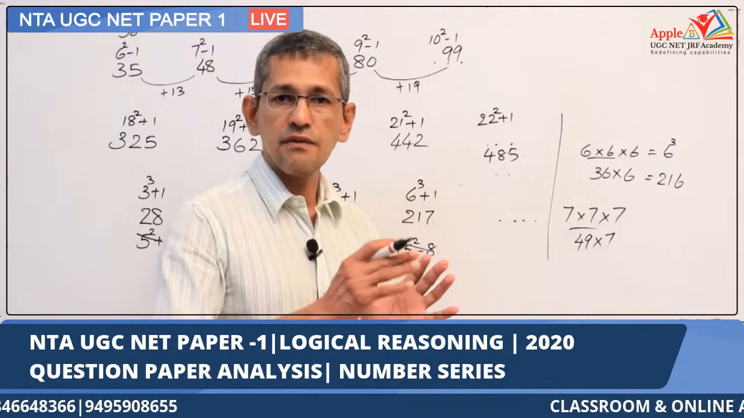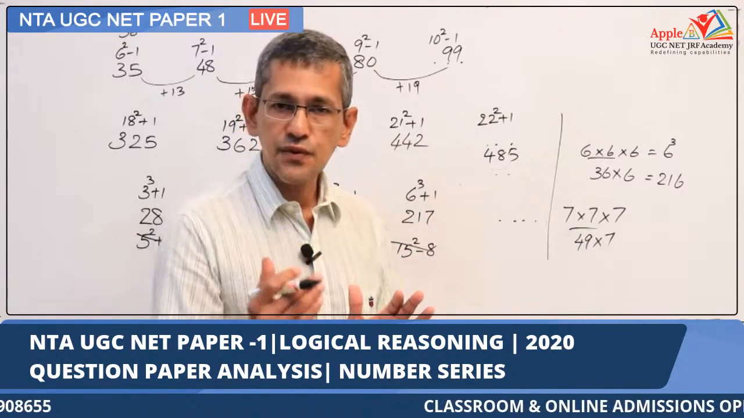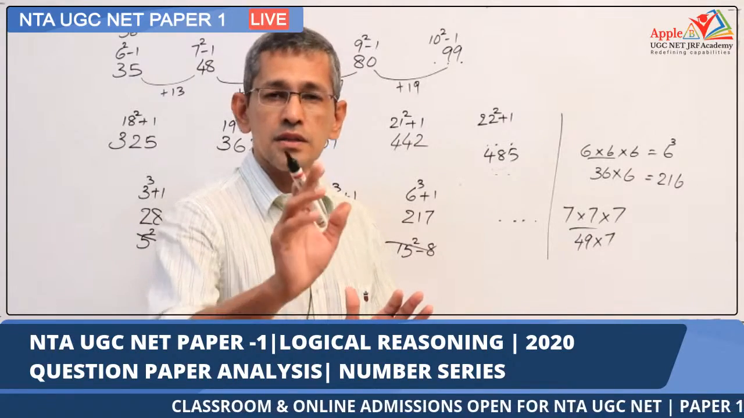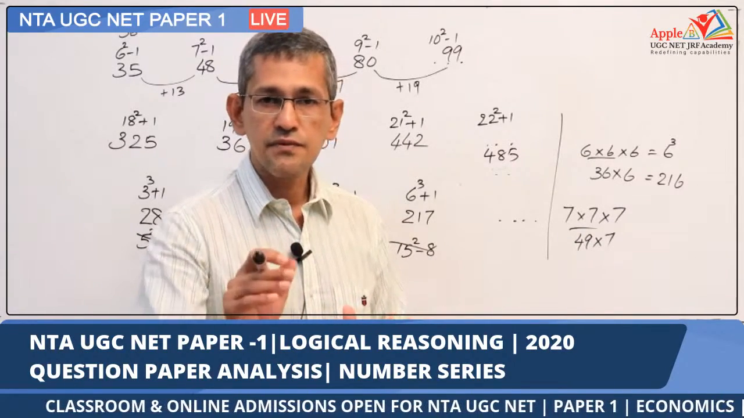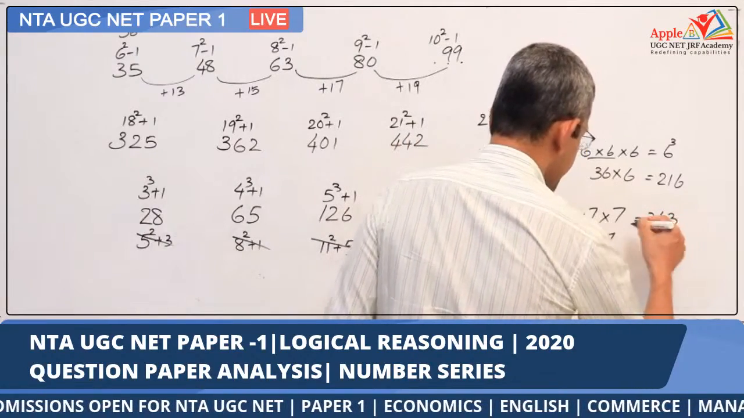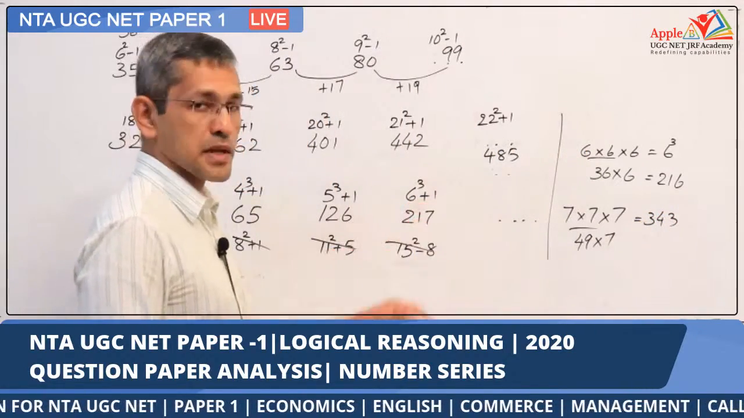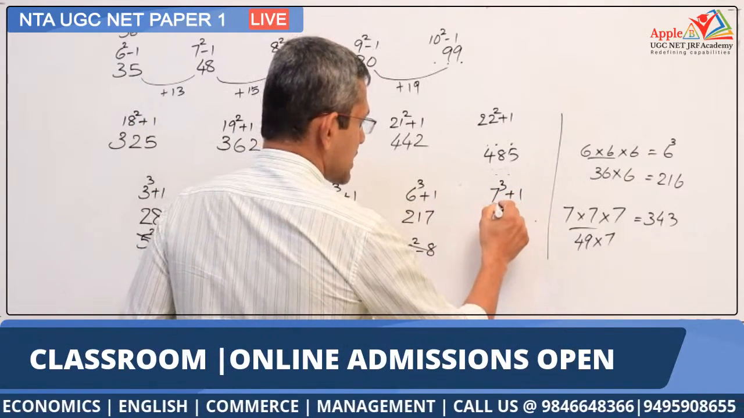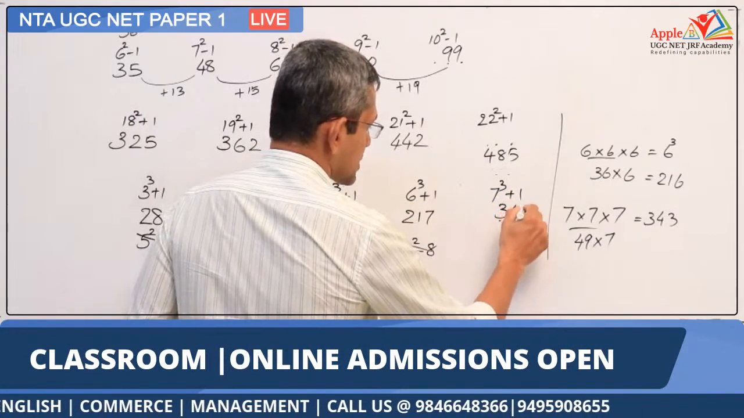So 50 into 7, 350. But what we need is 49 into 7. So that difference 1, 1 into 7, must be subtracted from 350. 350 minus 7, 343. So 7 cube is 343. So the answer is 7 cube plus 1, that is 343 plus 1, 344 is the answer.